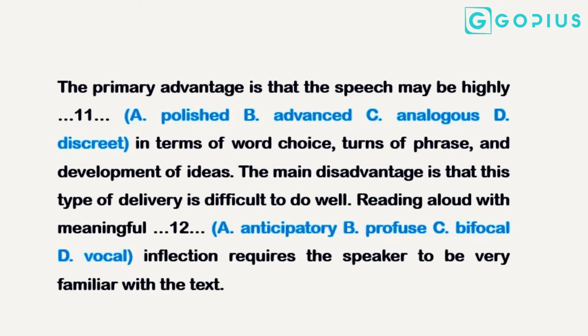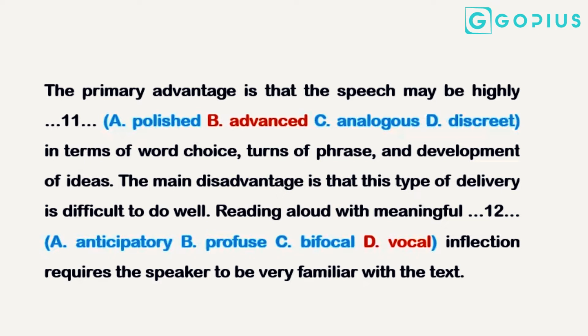The primary advantage is that the speech may be highly what? A, polished, B, advanced, C, analogous, or D, discrete in terms of word choice, turns of phrases, and development of ideas. The main disadvantage is that this type of delivery is difficult to do well. Reading aloud with meaningful, A, anticipatory, B, profuse, C, bifocal, D, vocal inflection requires the speaker to be very familiar with the text. So let us look at the answer.